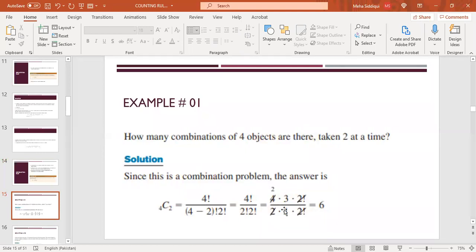Now coming to examples. How many combinations of 4 objects are there, taken 2 at a time? Applying that previous formula as we discussed just now, that is 4 factorial because we have 4 total objects, then 4 minus 2 because in this case we have r = 2. Applying this, we cancel the same values up and down and we get 2 3, that is 6.